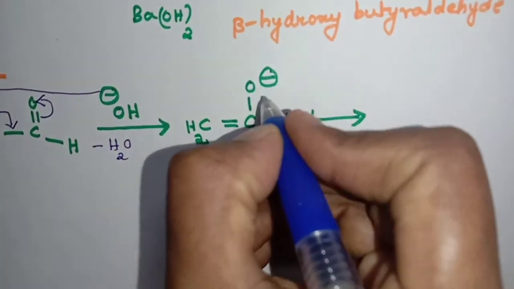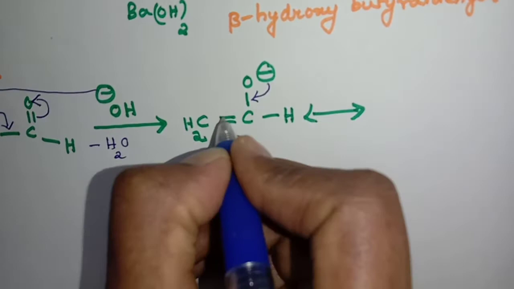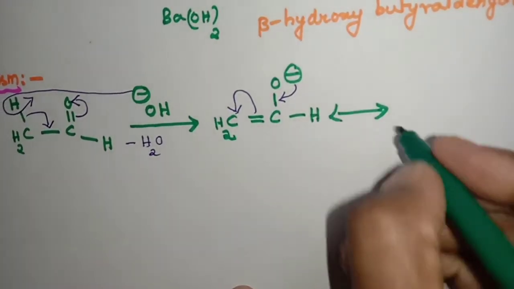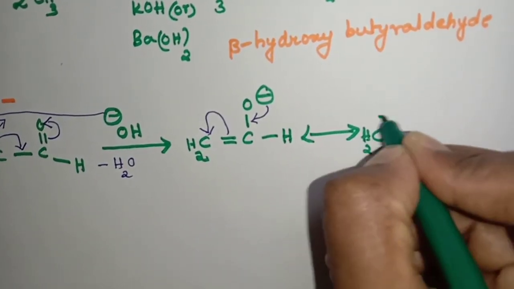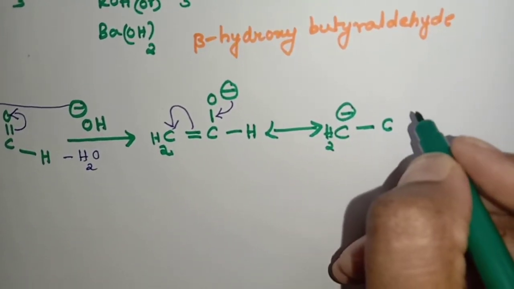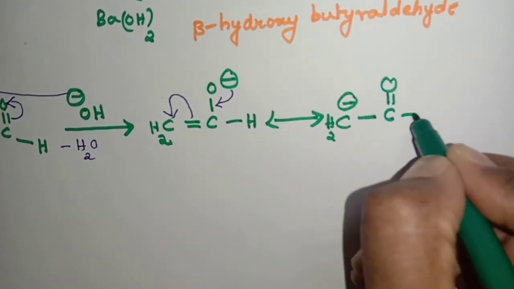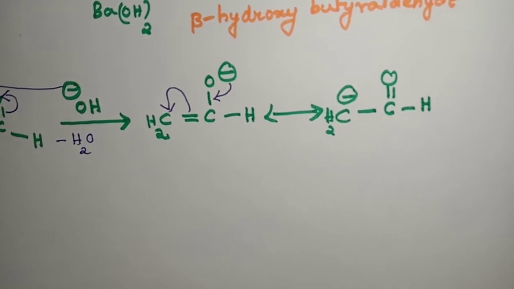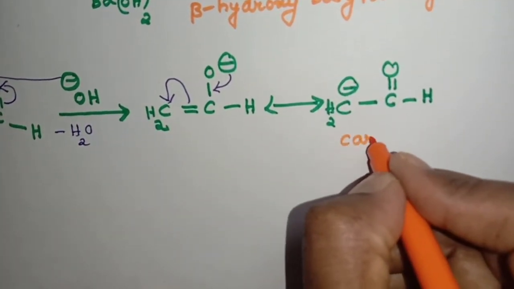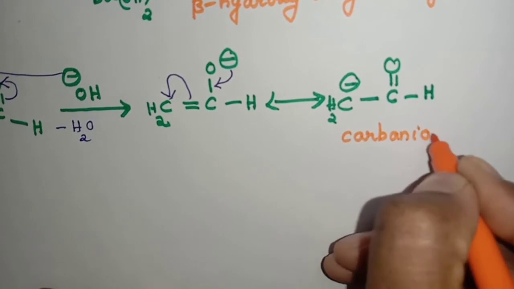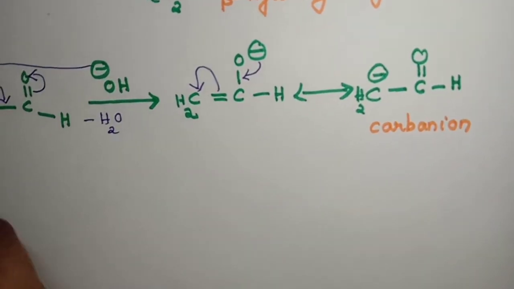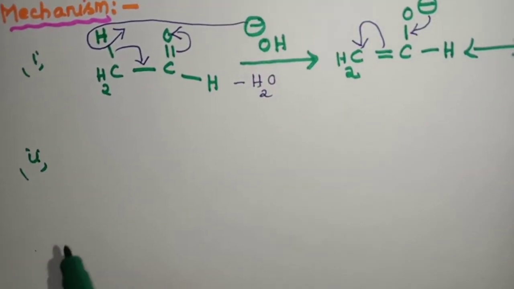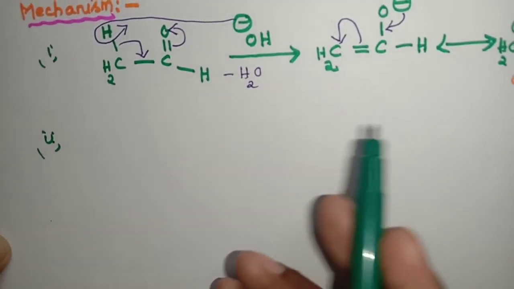The O minus comes back and the pi bond shifts to carbon. So CH2 minus, C double bond OH. What do we call it when a negative charge is present on carbon? It is called a carbanion. This is the first step. Fine, students.